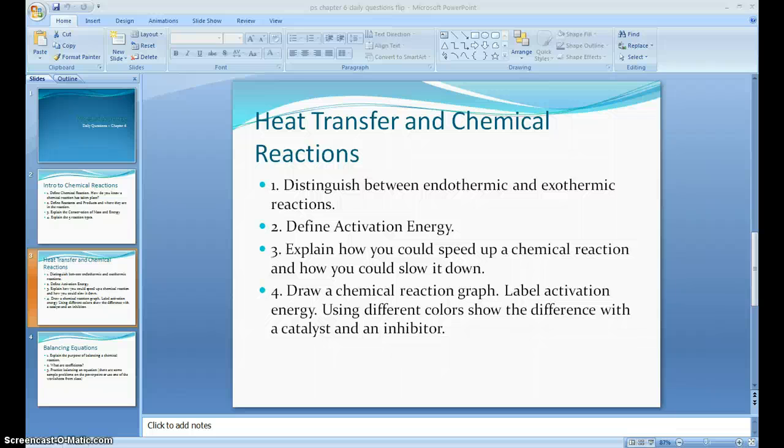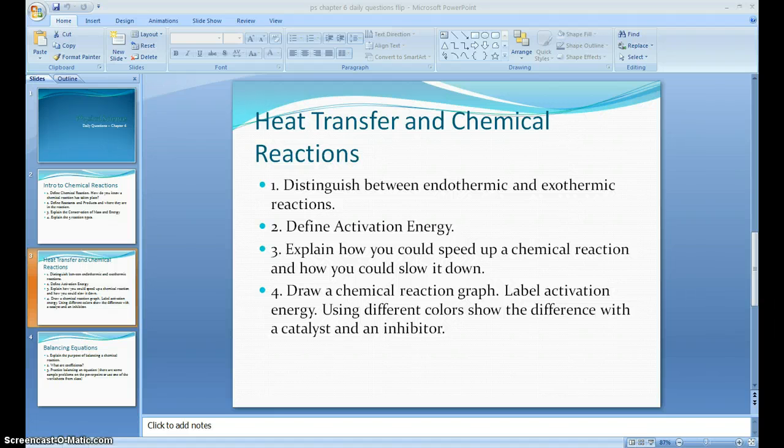Hello class, today we're going to be looking at heat transfer and chemical reactions. And so these are our 4 questions we're going to focus on. Distinguish between endothermic and exothermic reactions. Define activation energy. Explain how you could speed up a chemical reaction and how you could slow it down.